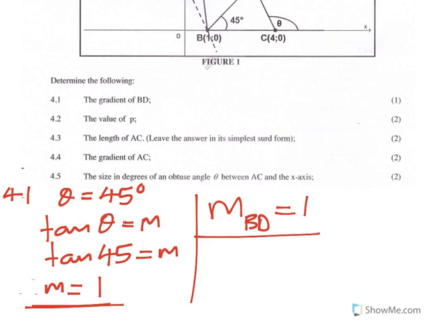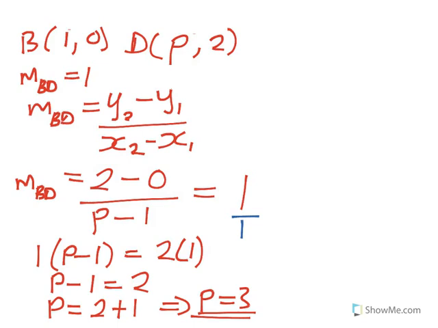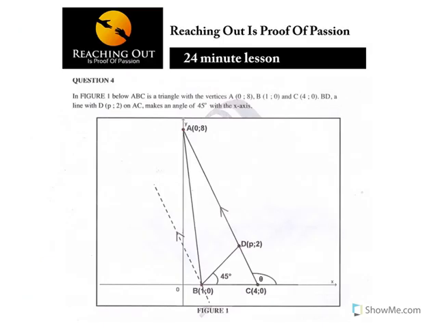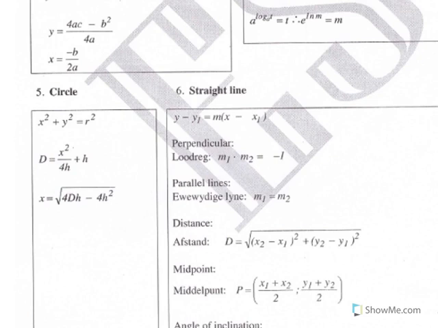The next one says, the length of AC, leave your answer in its simplest surd form. Now, if they want the length of AC, going backwards, if you check again, what were our coordinates for A? A is (0, 8) and C is (4, 0). So if you can write that. But before that, how do we calculate the length?